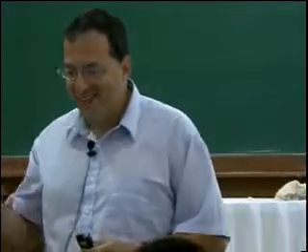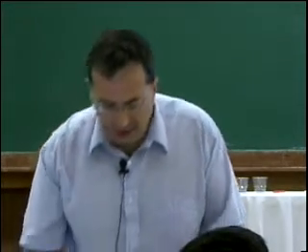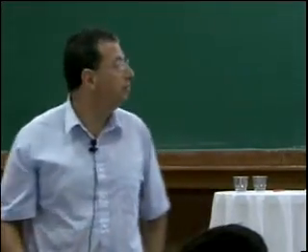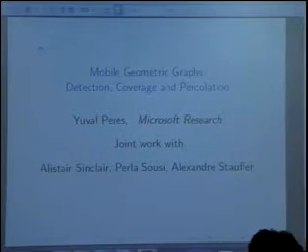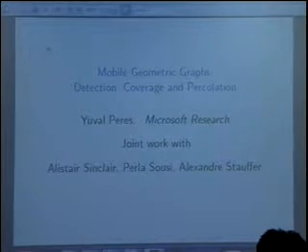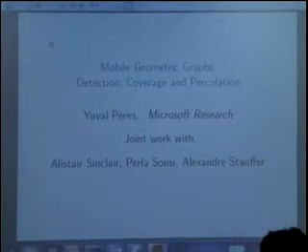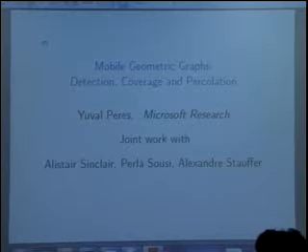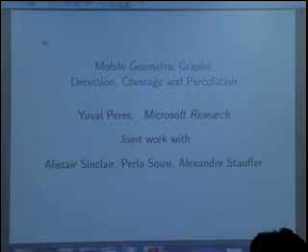Okay, good evening. It's a real pleasure to be here. What I'll be describing is joint work with Alistair Sinclair from Berkeley, Alexander Stauffer, also from Berkeley, who is close to finishing an internship at Microsoft Research, and Perla Susi in Cambridge, who is also visiting Microsoft. So the title is Mobile Geometric Graphs. This is a dynamical version of the well-known random geometric graphs, also known as the Boolean model and continuum percolation.